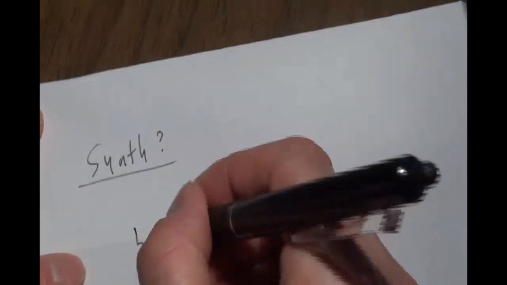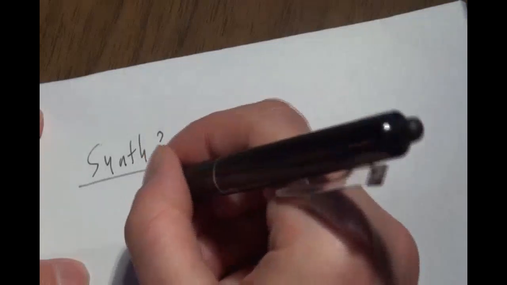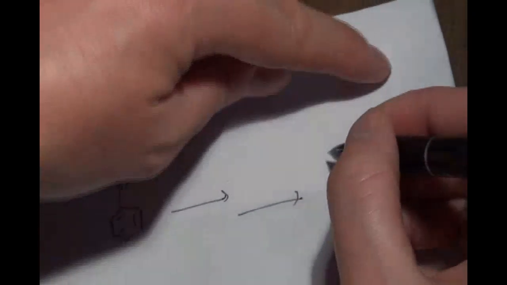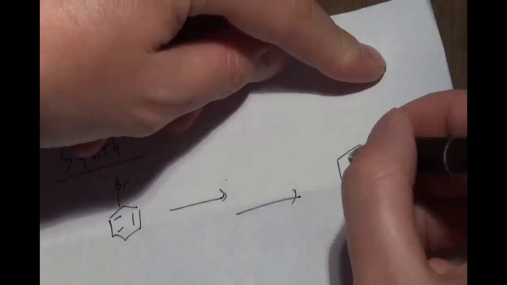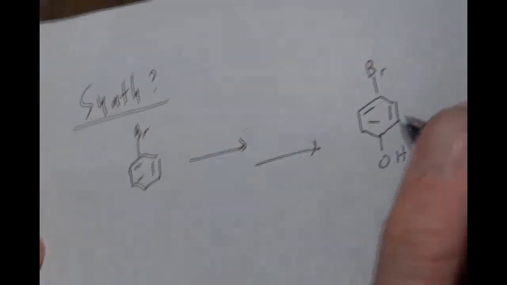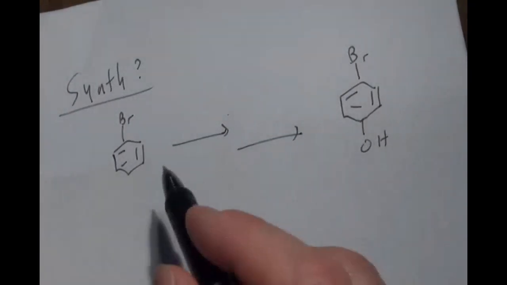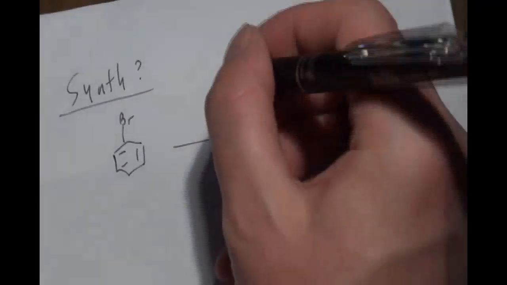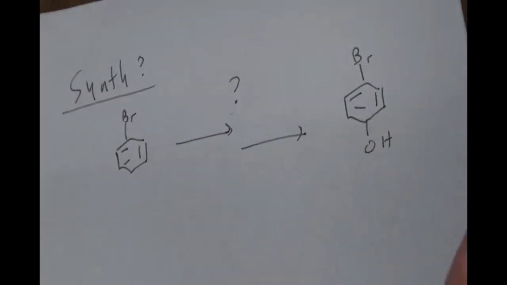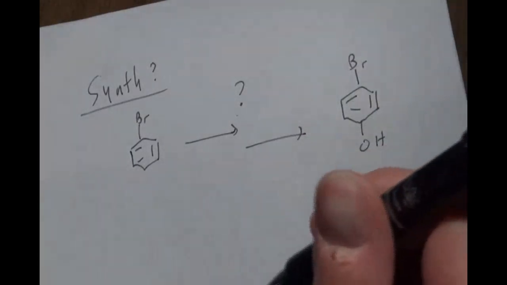Little synthesis question. What if we start with bromobenzene, and we want to make 4-bromophenol. How do you do it? Well, now we know a way to sort of do this through this diazonium thing in HONO, right? So we could do this one going backwards pretty easily.